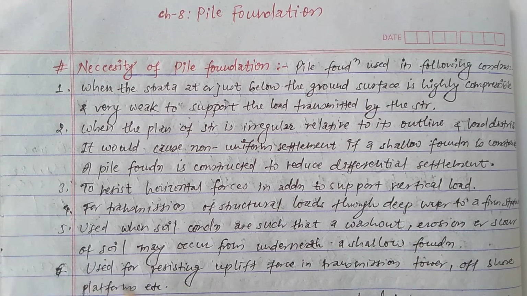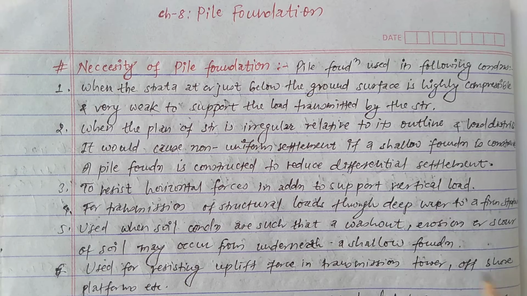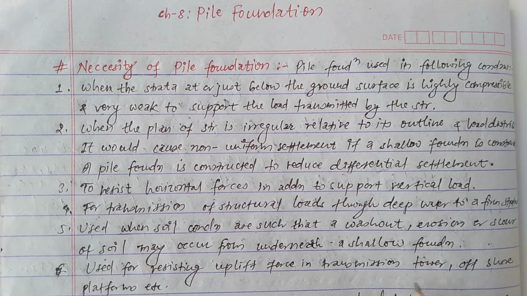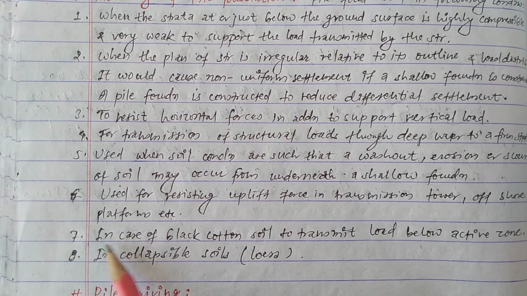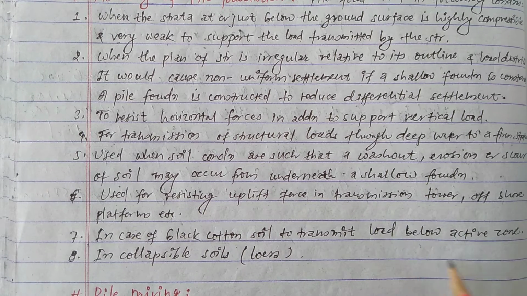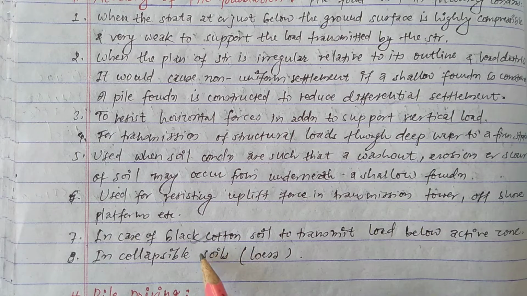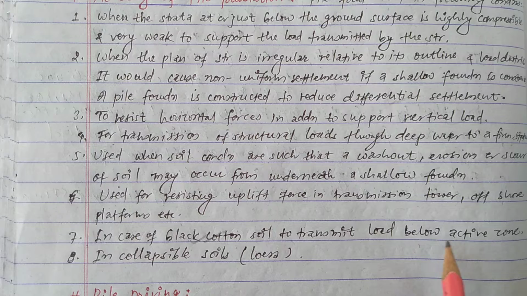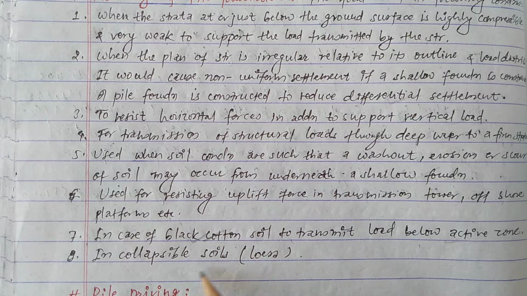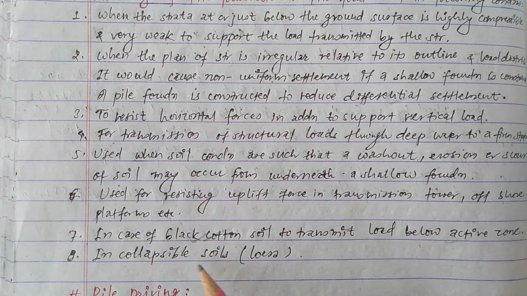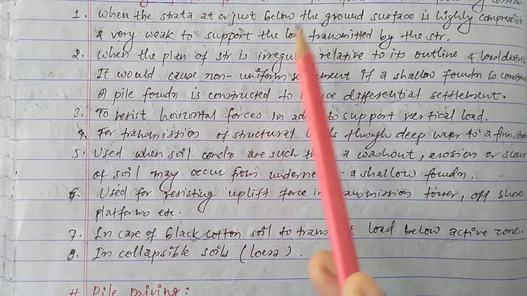Sixth, used for resisting uplift force in transmission towers, offshore platforms etc. Seventh, in case of black cotton soil, to transmit load below the active zone, the pile foundation is used. And in collapsible soil, where the soil is of collapsible type, we also use pile foundation. So these are the main necessities of pile foundation.